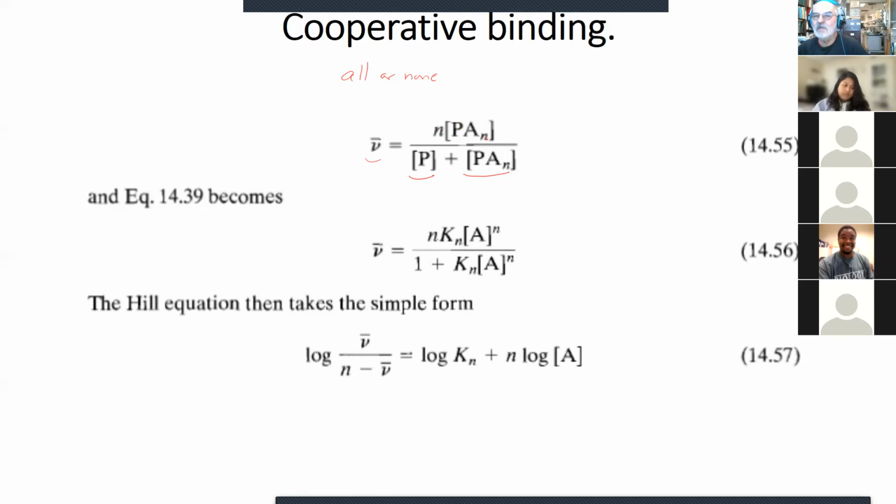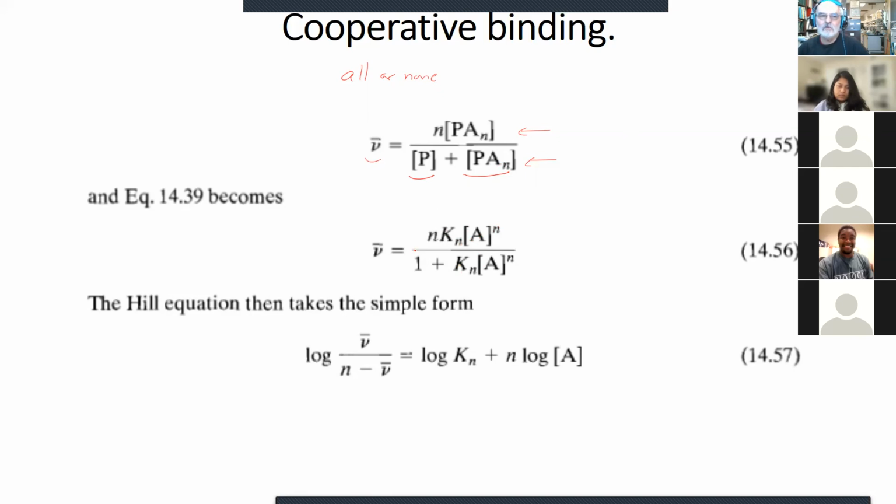the concentration of PA to the n, divided by P plus PA to the n. So this is all of the ligated forms. There's only one form and there are n ligands bound, and all of the protein forms, no ligand, saturated. If you then substitute in the appropriate K, you would get the Kn because it's the total overall binding of n ligands. It's A raised to the n, and you get this Kn A raised to the n in the denominator.